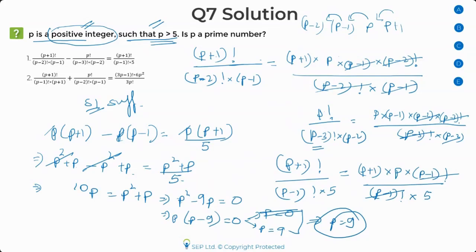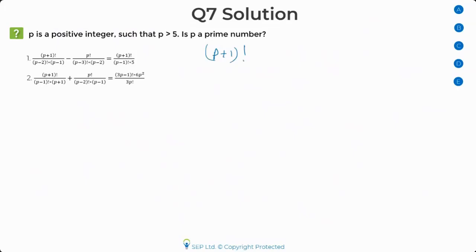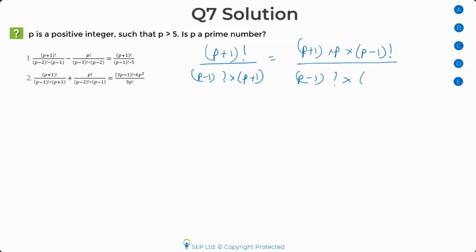Okay, now let's come to the second statement. I hope I have space. Yeah, I have it. Good. So let's look at the first one in the second statement, p plus 1 factorial by p minus 1 factorial times p plus 1. I'll break it down like this: p plus 1 times p minus 1 factorial. Why? Because I have p minus 1 in the denominator. This will get canceled out, this will get canceled out, and we'll be left with p. So this becomes p.